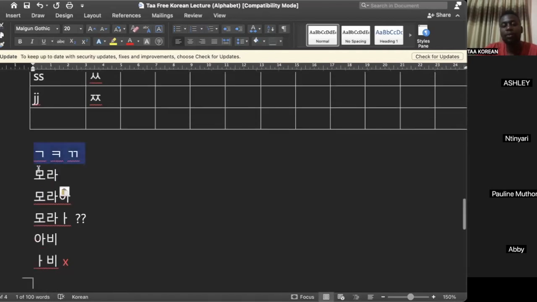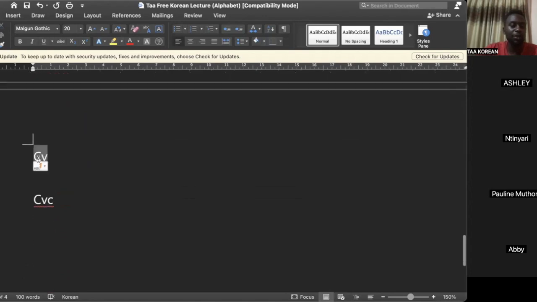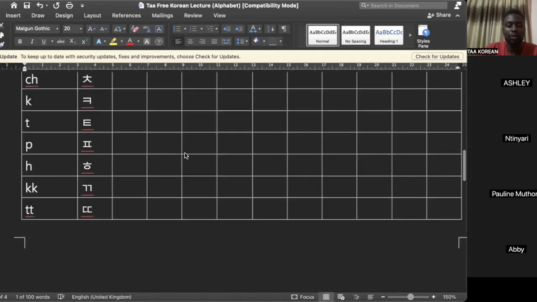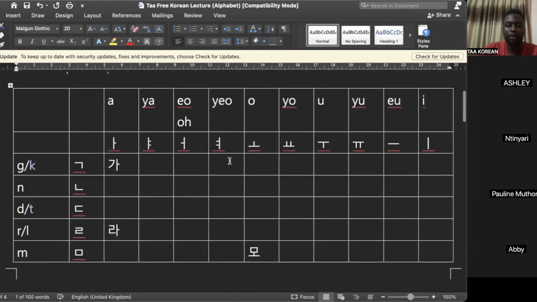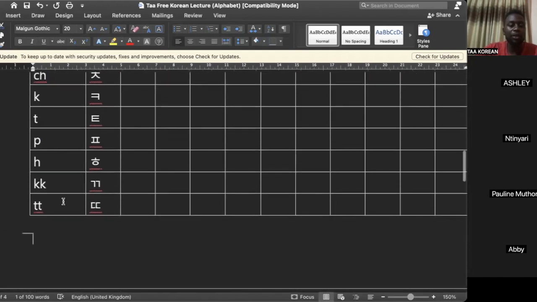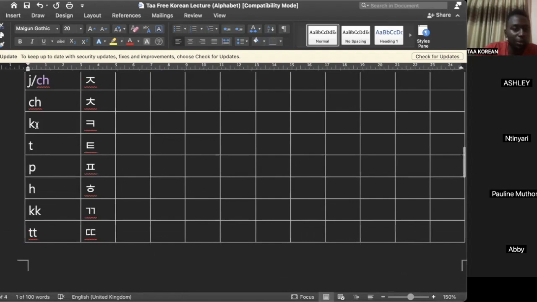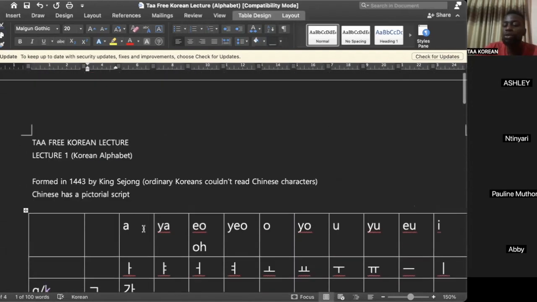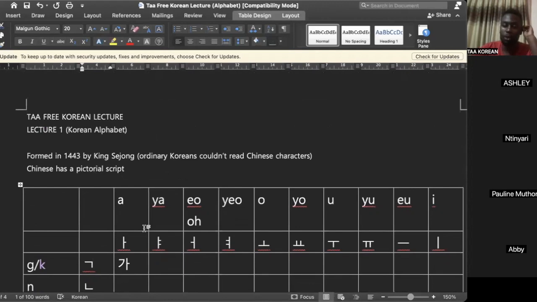Okay. Now, in order for me to keep explaining the syllabic blocks, I also have to explain what we call diphthongs. In Korean, you have the consonants right here, and you have the double consonants that start from here. In Korean, you can also combine two vowels to form one sound.